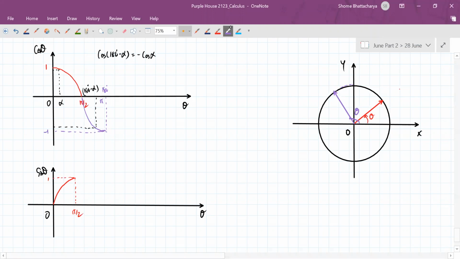Could you explain that purple part again? What, beta? I didn't catch you. A little bit louder, please. Sir, could you please explain that purple part again? That obtuse angle. Okay.